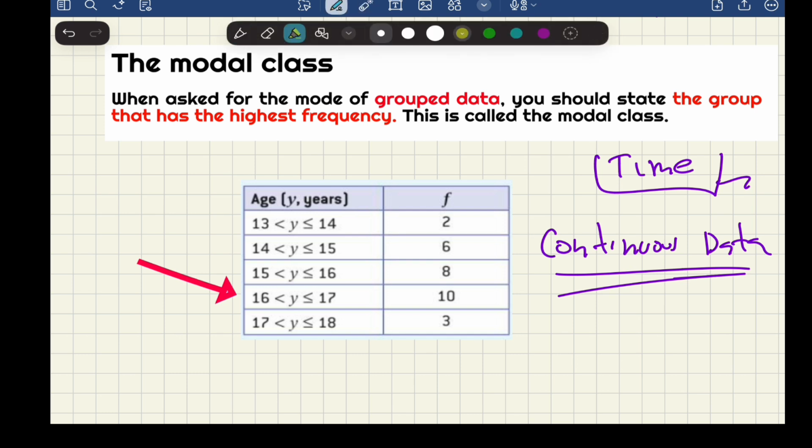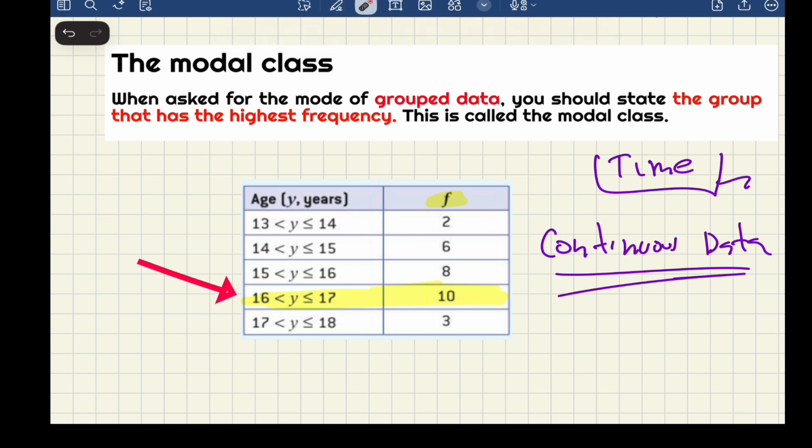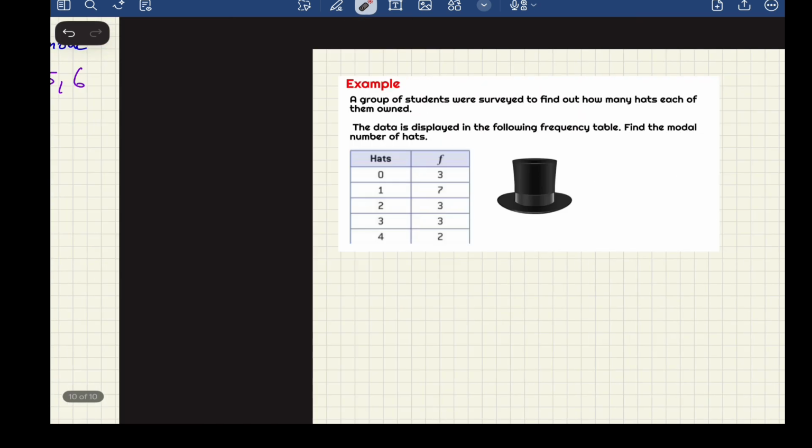How can we know this? Remember, the frequency is the number of repetitions, so the highest number here of repetitions is going to be 10. So we can say the modal class is the range or the interval between 16 and 17 years, because it's repeated 10 times. That is the modal class. Remember, we have continuous data, like time, weight, something that we can measure, for example, temperature.